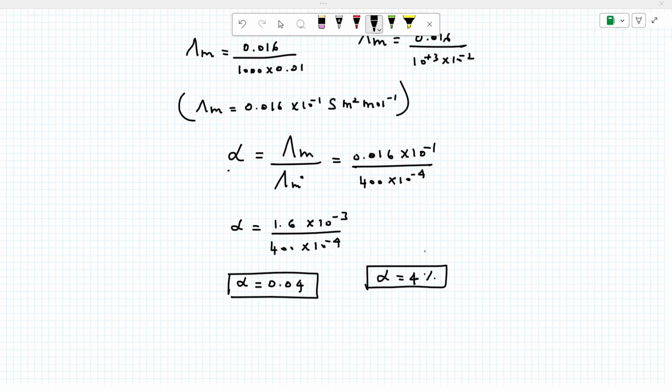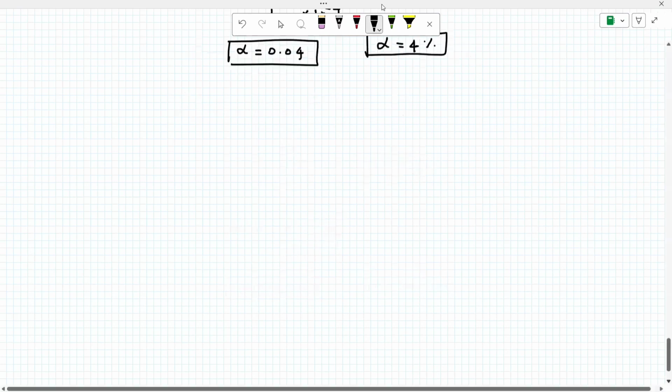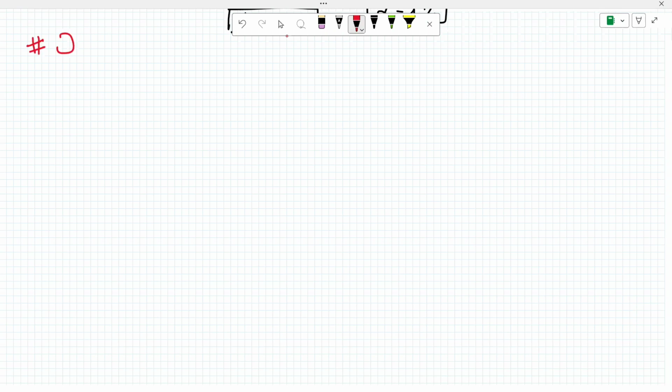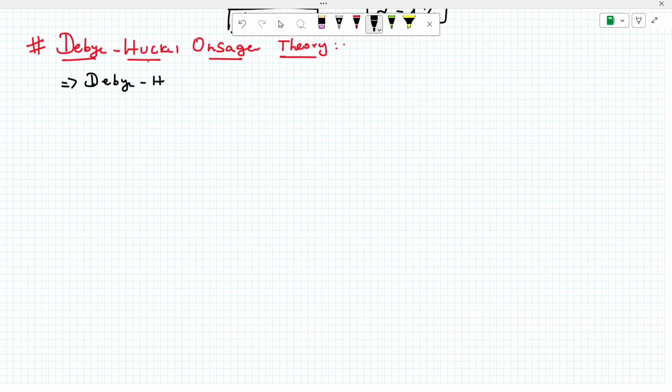Now we are going to discuss the Debye-Huckel-Onsager theory, the next topic. Please note. This is the Debye-Huckel-Onsager theory of ionic atmosphere.